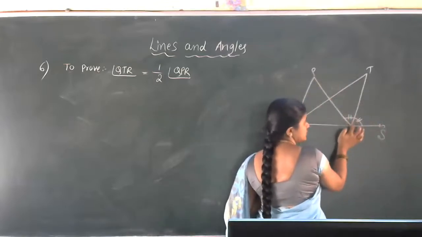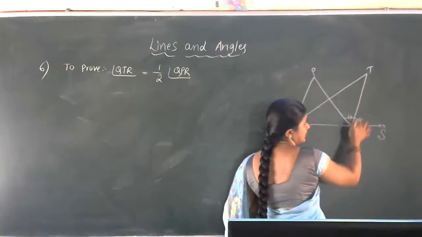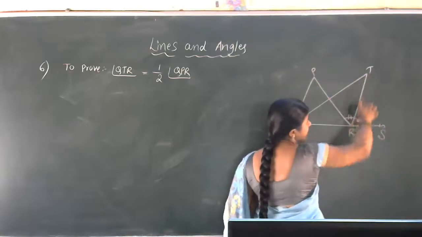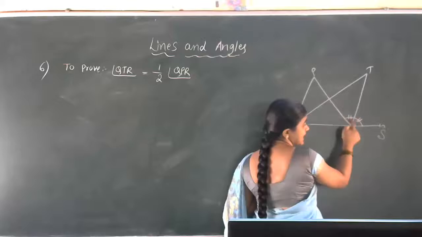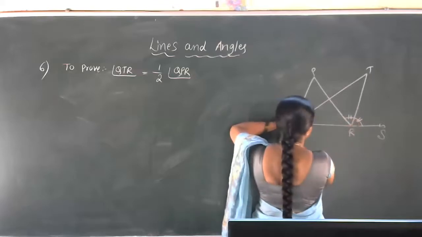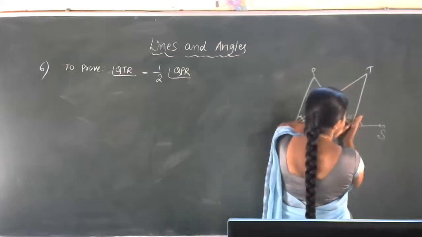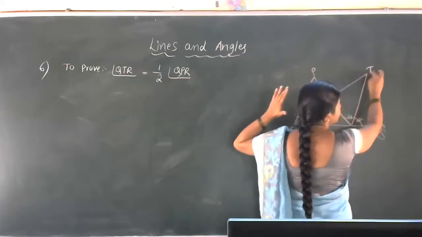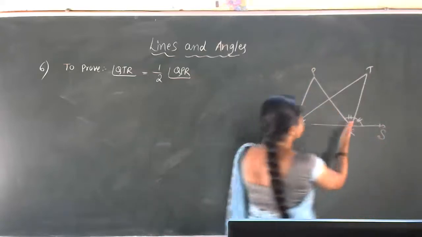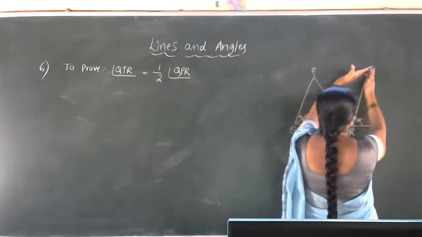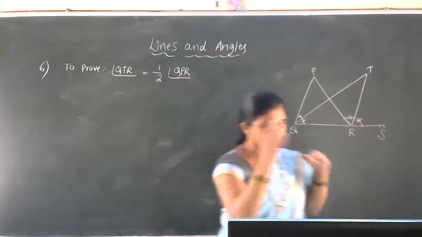Exterior angle PRS also has one line, that is RT. This RT line also acts like a bisector for this angle PRS, so this angle is equal to this. This angle bisector line and this angle bisector line both meet at one point T. Are you observing? Both these lines act like angle bisectors. Both are meeting at point T.